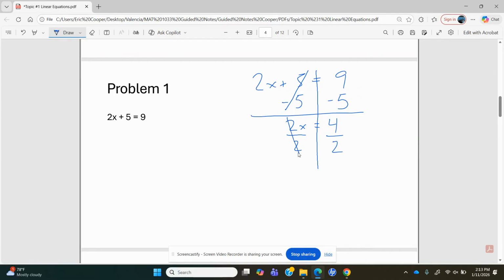Over here, the 2's cancel, and I'm left with just x. On the right side, 4 divided by 2 is equal to 2, which leaves me with my final solution that x is equal to 2. If we wanted to go back and check, we would do 2 times 2 plus 5, and our job is to see if it equals 9. We know that 2 times 2 equals 4, and 4 plus 5 does equal 9. So we came out with the correct solution.